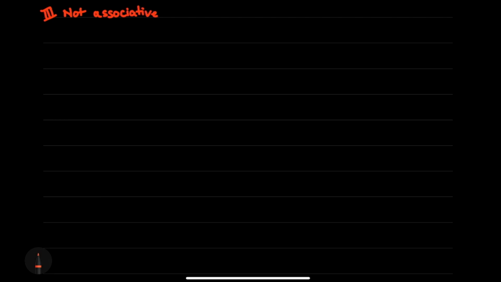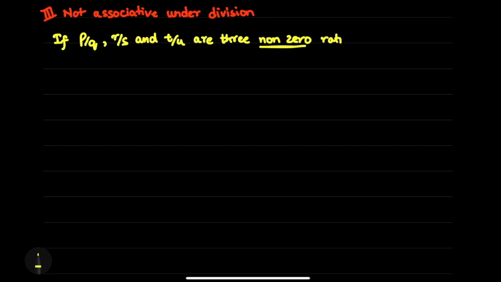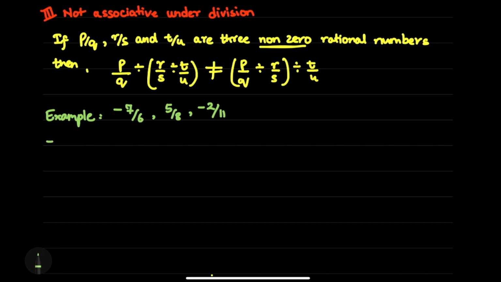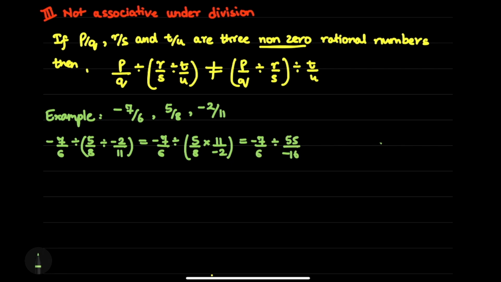Now let's look at the associative property of division. If p by q, r by s, and t by u are three non-zero rational numbers, then p by q divided by r by s divided by t by u is not equal to p by q divided by r by s divided by t by u, with the bracket placed differently. Let's understand this through the example of minus 7 by 6, 5 by 8, and minus 2 by 11. First, we will evaluate the left-hand side of minus 7 by 6 divided by 5 by 8 divided by minus 2 by 11, which gives us the final value of 56 by 165.